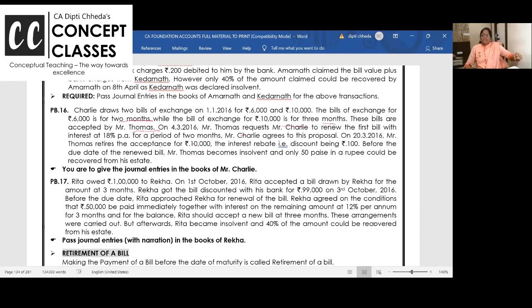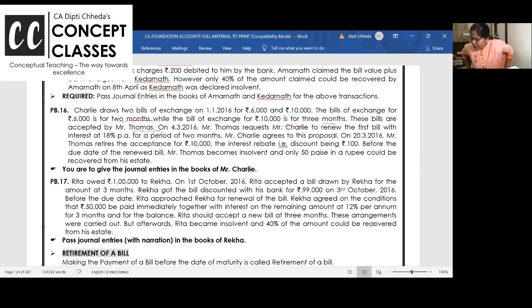Pass the journal entry. Is this nice and very clear to all of you? Second bill is paid. First bill is renewed. Second bill is honored. But before the second bill, again जो renew किया था उसको honor करने के पहले ही he became insolvent and he paid 50 पैसा only. ठीक है? We'll see then how to do. Pass journal entries in the books of Charlie.